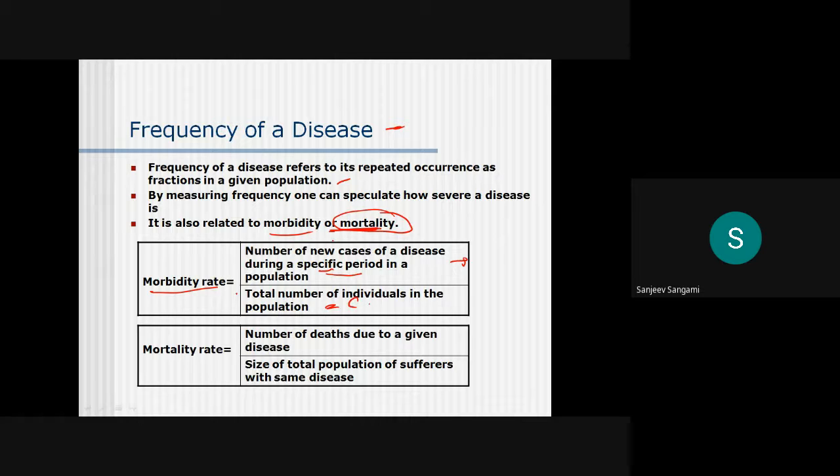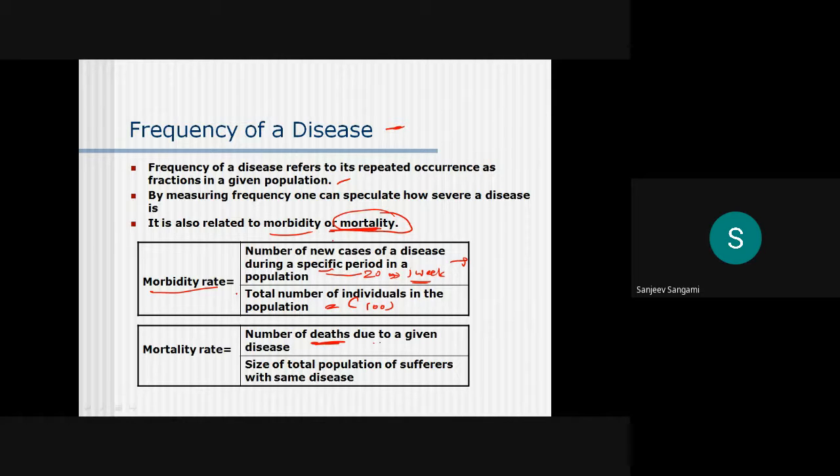For example, assume that you have 100 here. In 100, if you got 20, and the specific period is 1 week, we can say that in 1 week 20 cases have occurred in a total population of 100. That is the morbidity rate. And mortality rate is the number of deaths, very important.